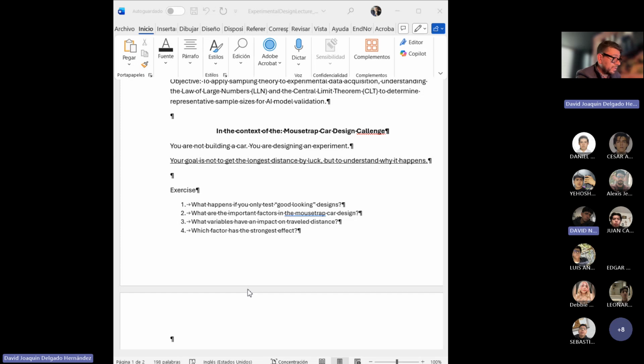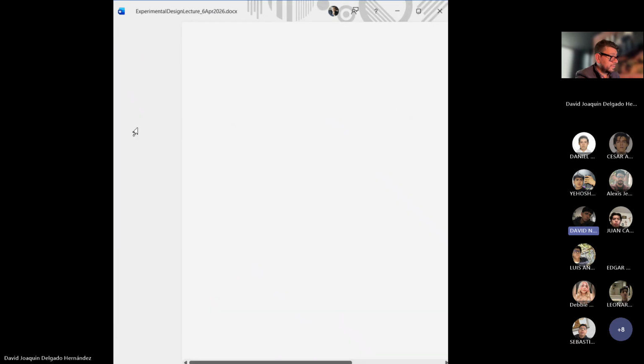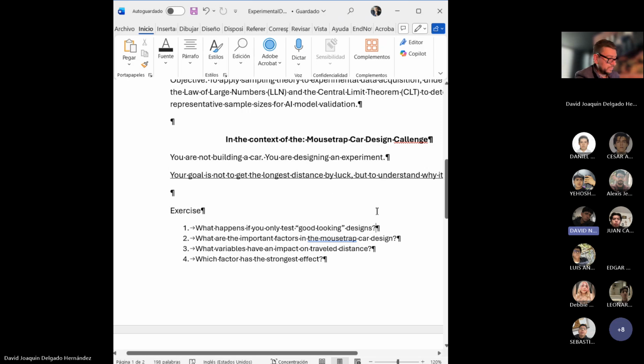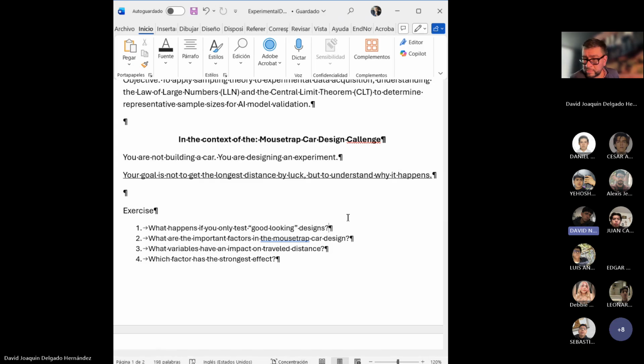What about the second question? What are the important factors in the mousetrap car design? Yes. The most important factors are the independent physical variables you can manipulate. These typically include the lever arm length and the string length, wheel diameter, axle thickness, and the total chassis width. Okay, perfect. And what variables have an impact? Did you explore all of these or did you just play with some of them?